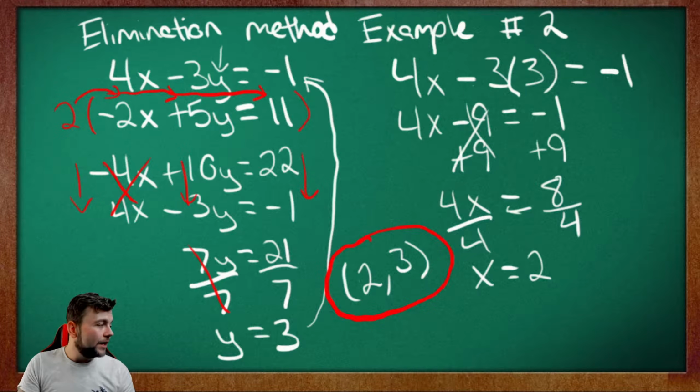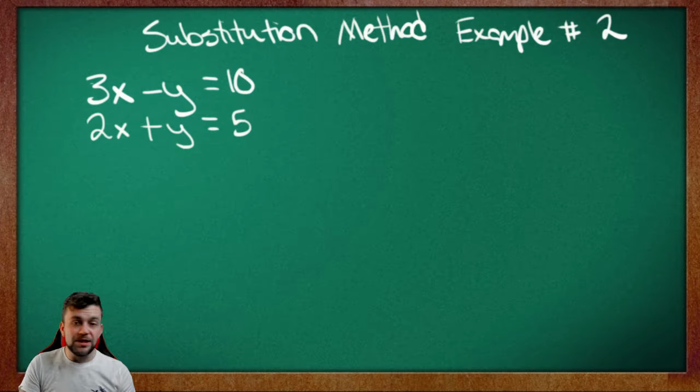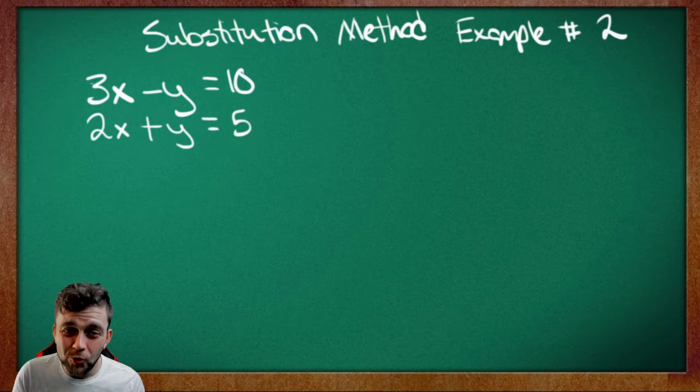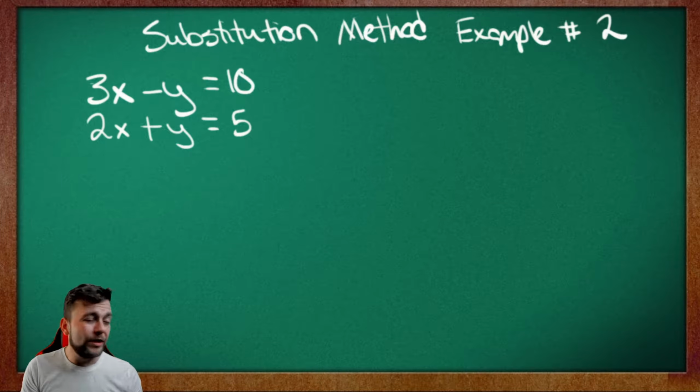Okay, now we will move on to another example of the substitution method. So we have 3x minus y equals 10. Okay, 3x minus y equals 10. 2x plus y equals 5.